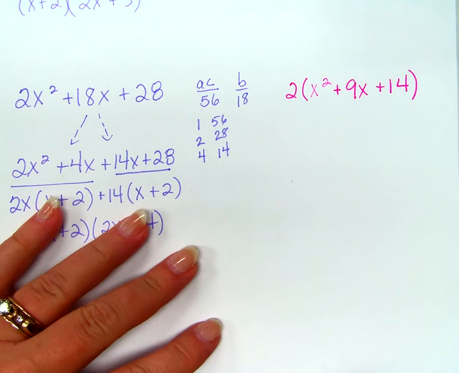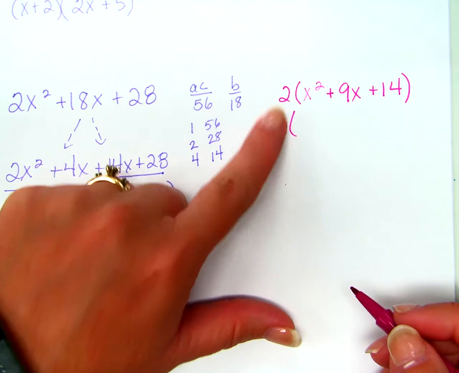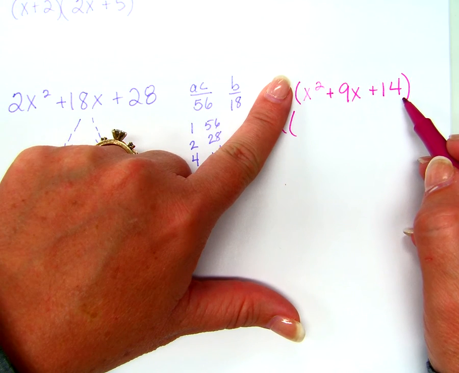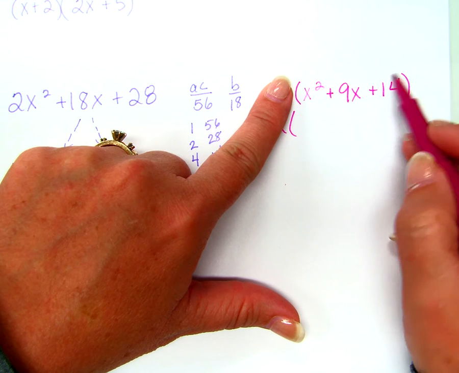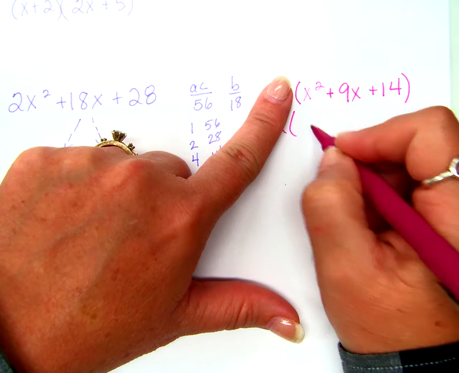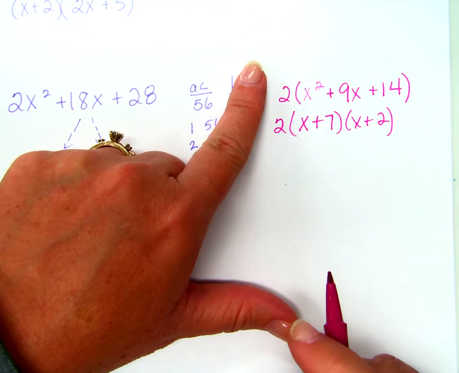Oh my goodness. I still have that 2. I have to drag it along with me. Okay? But now, can't I do the shortcut here? Because isn't a 1 now? What multiplies to be 14 and adds to be 9? 7 and 2. X plus 7, x plus 2. Done.